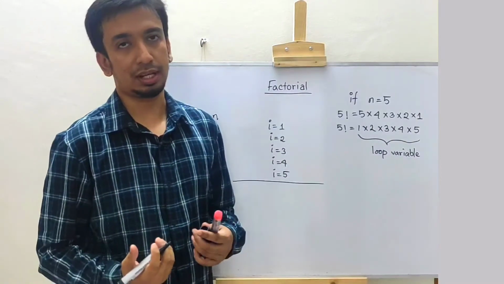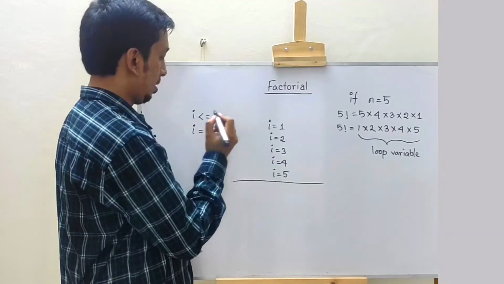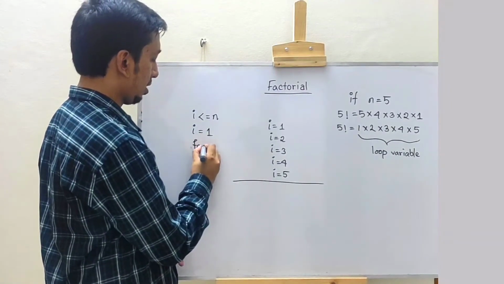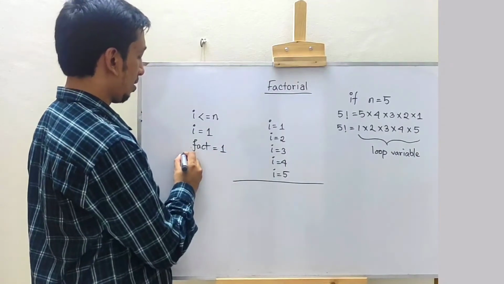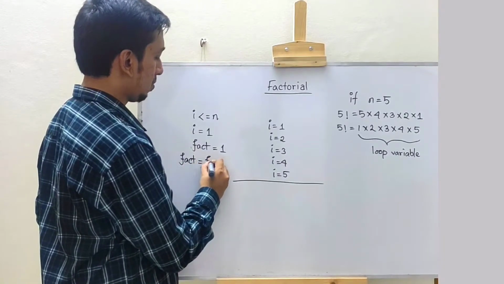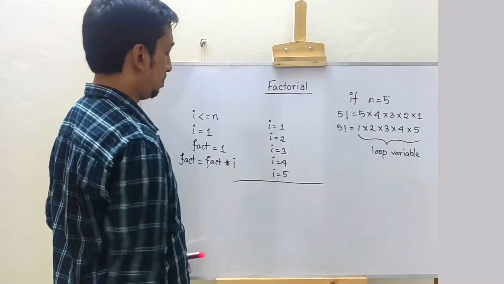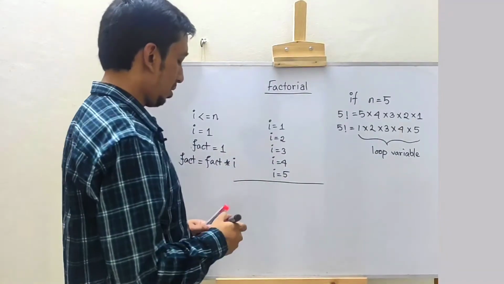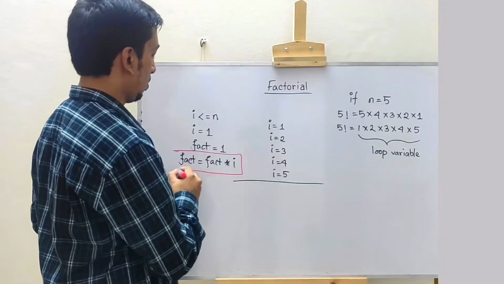Here we have to take the initial value of I always 1 and also factorial, here I use fact is equal to 1, and our factorial formula is fact is equal to fact into I. So this is our formula, fact is equal to fact into I.